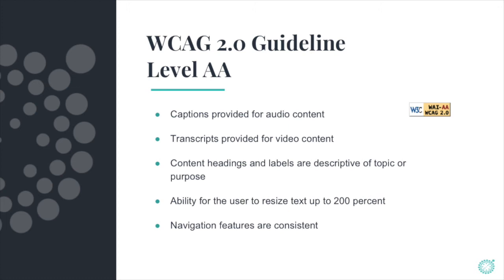So the main items are that captions are provided for audio content, transcripts provided for video content, headings and labels are descriptive of topic or purpose, and the user must have the ability to resize text up to 200%, and navigation features are consistent. Raf, could you tell us what it means for content headings and labels to be descriptive of topic or purpose? What does that mean?